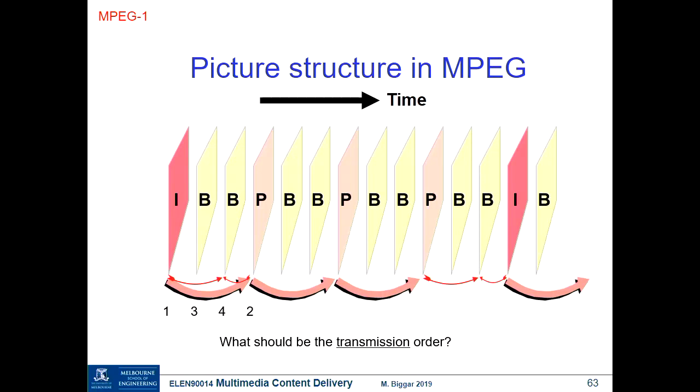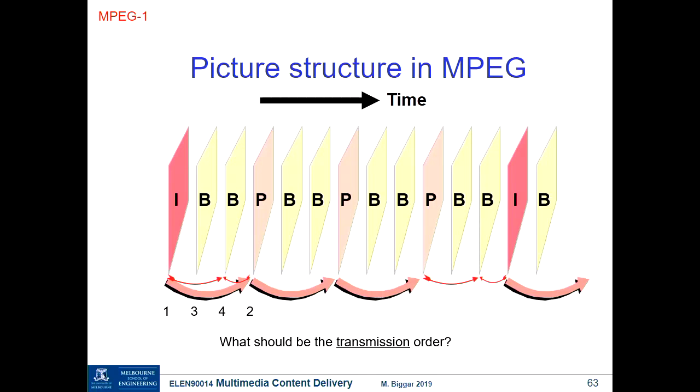So if the second B is predicted by forward prediction, what about the first B? Oh, that's also predicted, also predicted from the previous I and the following P.